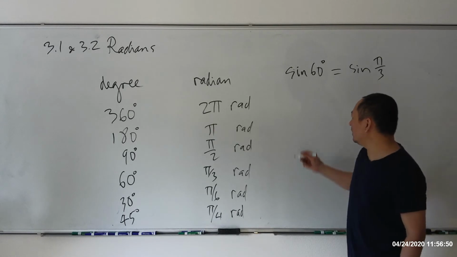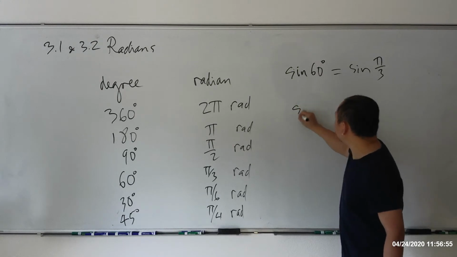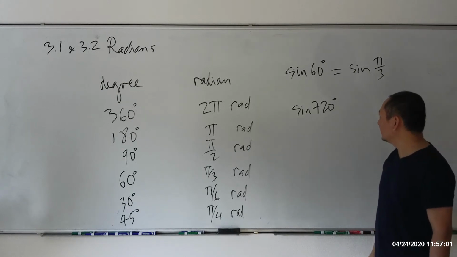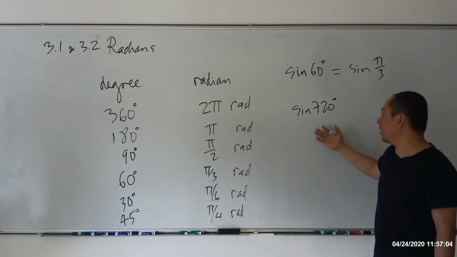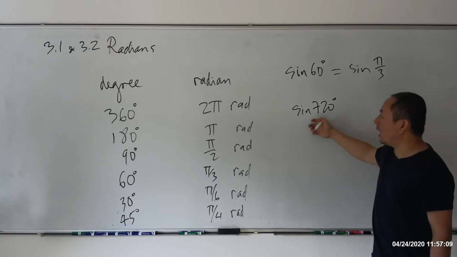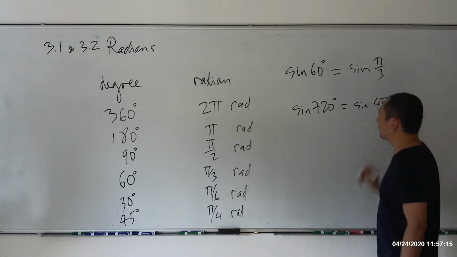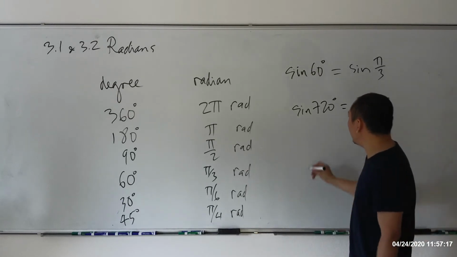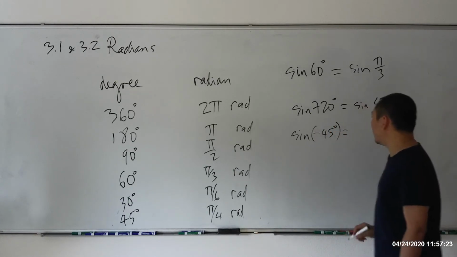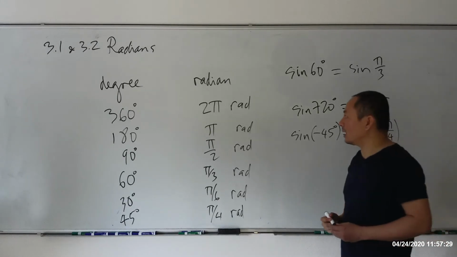Let's see. You have an angle of sine, say, 720 degrees. I'm just using sine, but the same idea works for cosine, tangent, cotangent, secant, cosecant. This is twice of 360, right? So this is the same thing as sine of 4 pi. And of course, it works the same way for negative numbers. If you got, say, sine of negative 45 degrees, it is the same thing as sine of negative pi over 4. So pretty much that is for the first section.